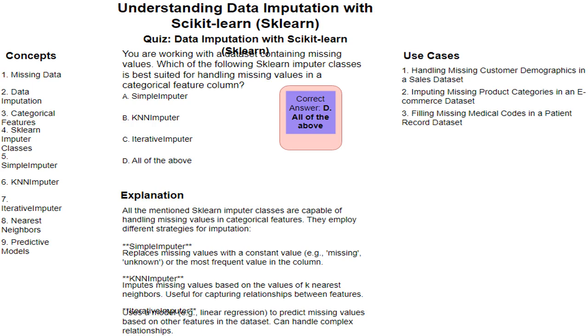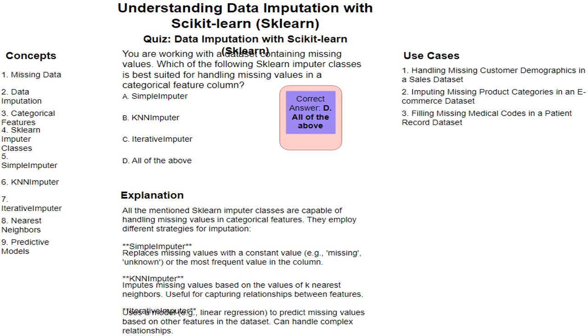Simple imputer can handle categorical features by replacing missing values with a constant value, e.g. missing, unknown, or the most frequent value in the column. True. KNN imputer can handle categorical features by imputing missing values based on the values of k nearest neighbors. It considers the relationships between features, making it suitable for situations where the missing value might be related to other features in a dataset. True.